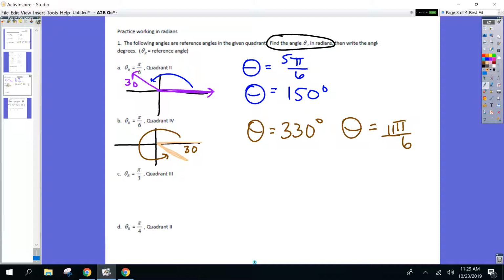Anything here? You want to try the next one on your own? You're in quadrant 3 now. Pi over 3. What's that in degrees? Pi over 3. 60 degrees, yep.